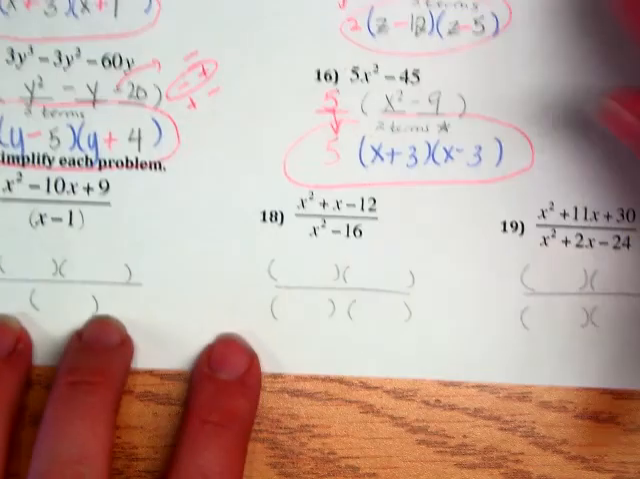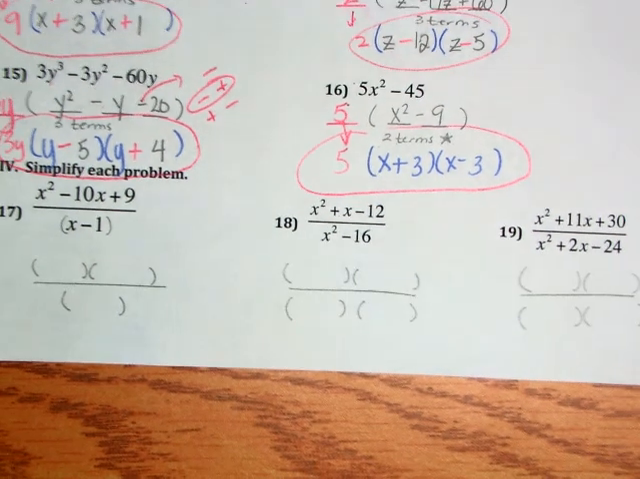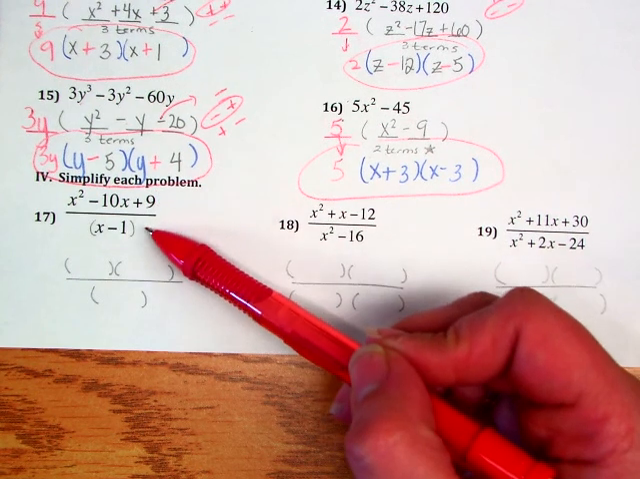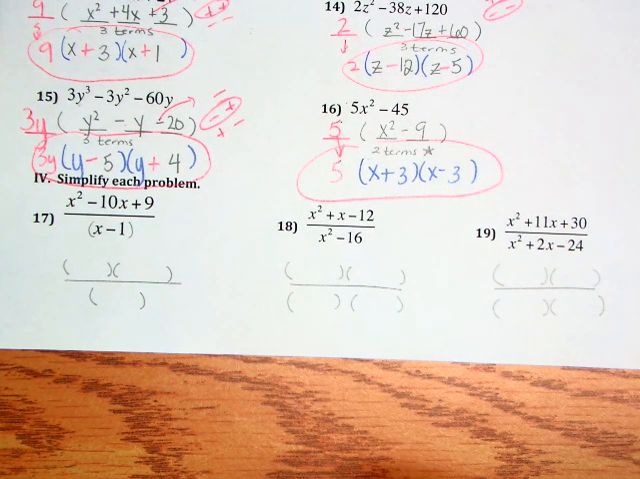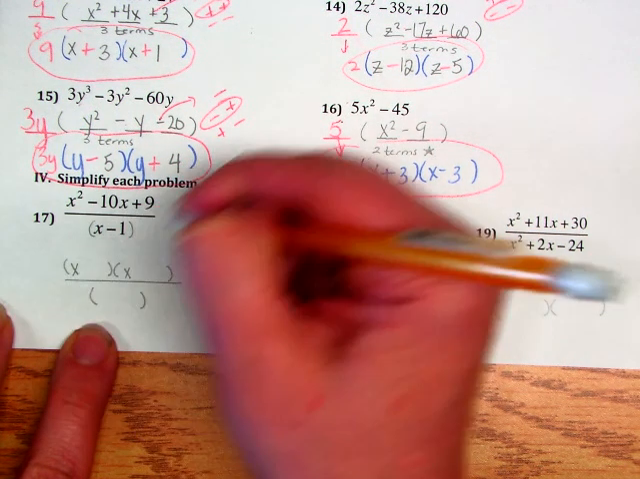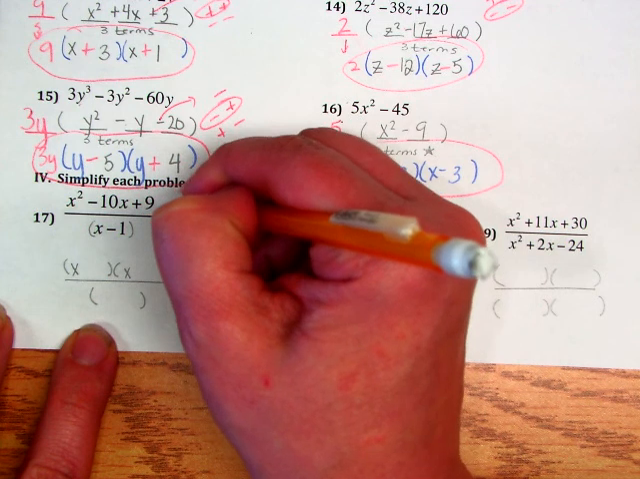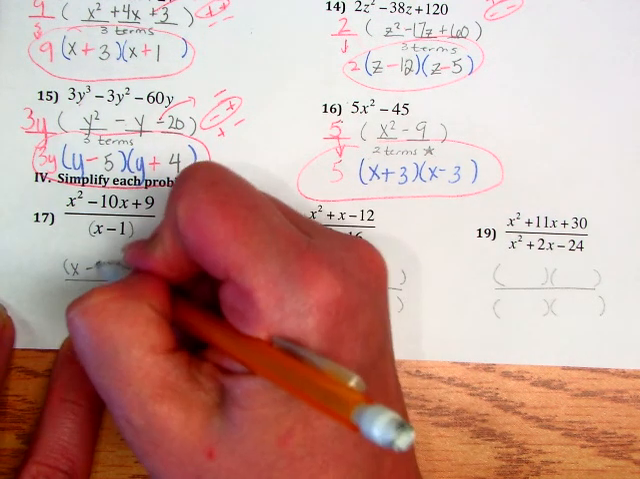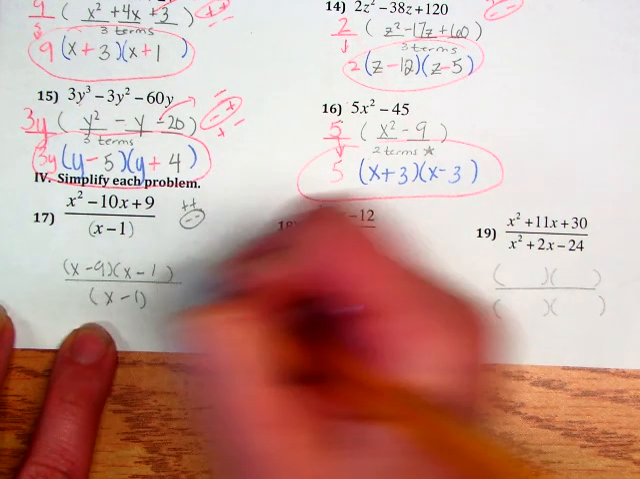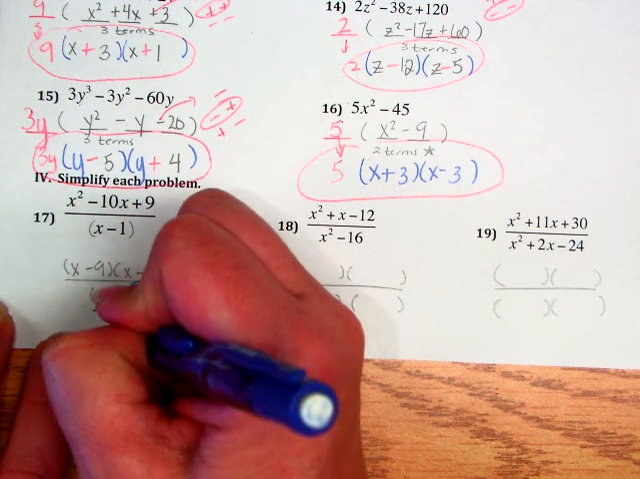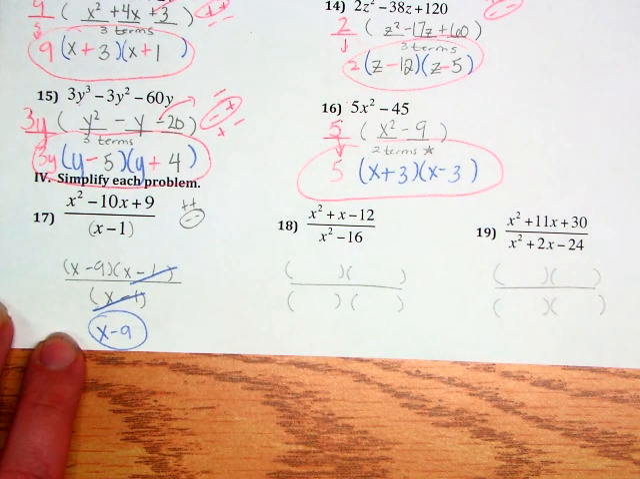The very last skill is simplifying fractions. The tops and the bottoms will be made up of problems that you can break down using either GCF or factoring. The top, 3 terms, x and x, so it's either plus plus or minus minus, 9 and 1. The bottom is x minus 1. We then can cancel what's the same, and my final answer is x minus 9.